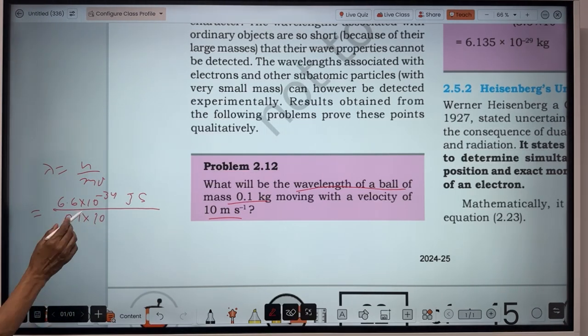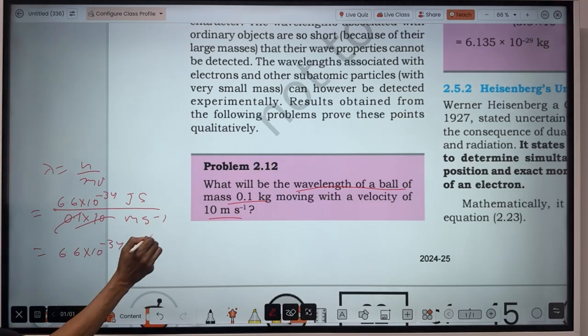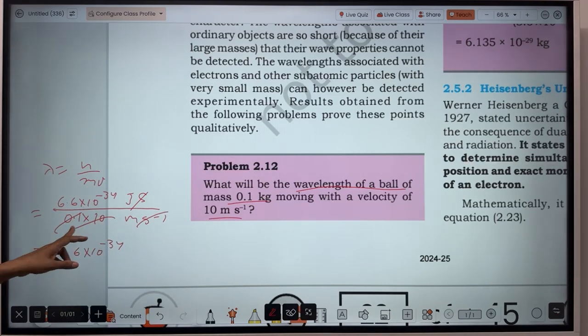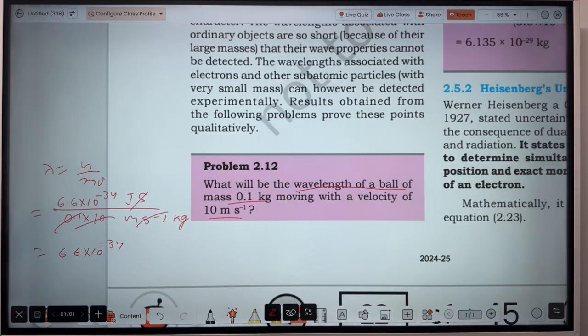So that gets cancelled out, and it equals 6.6 into 10 to the power minus 34. Velocity is in meter per second, and the second cancels out. The mass is in kg, so it is joule by kg, and that gives the wavelength.